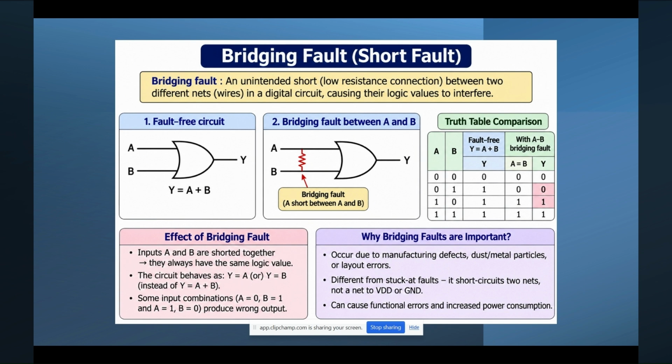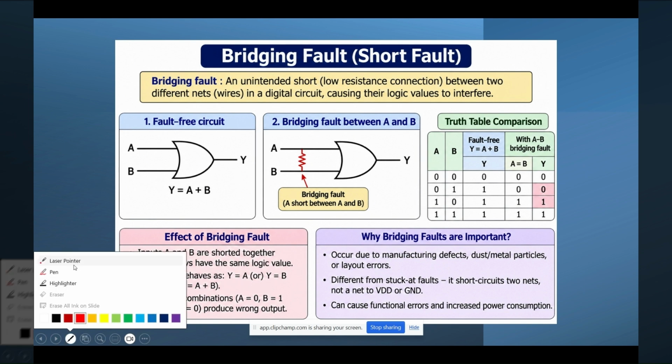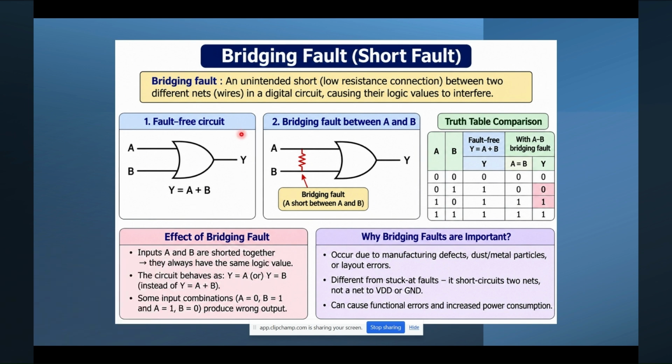To explain this from the very basics, we have taken a small example in our circuit which is shorted. A is connected to B, so A will always be equivalent to B. The fault-free R will get 0 1 1 1, whereas with A equal to B, since A is always connected to B, the output is going to be 0 0 1 1. So there are two cases, a 50% probability of error.